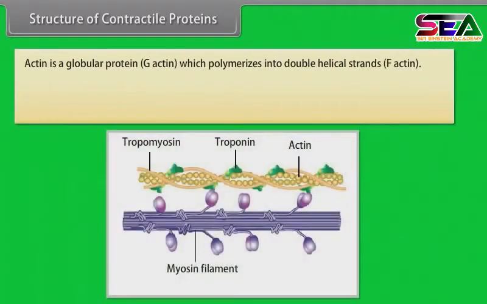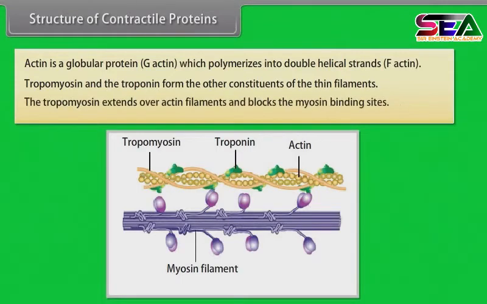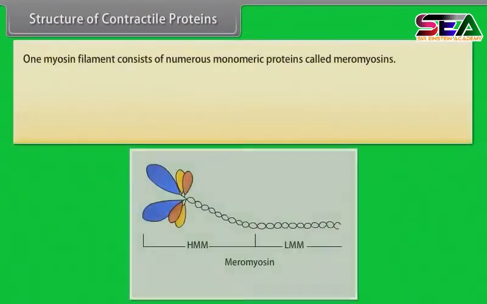Structure of contractile proteins. Actin is a globular protein, G-actin, which polymerizes in double helical strands, F-actin. Tropomyosin and the troponin form the other constituents of the thin filaments. The tropomyosin extends over actin filaments and blocks the myosin binding sites. One myosin filament consists of numerous monomeric proteins called meromyosins.